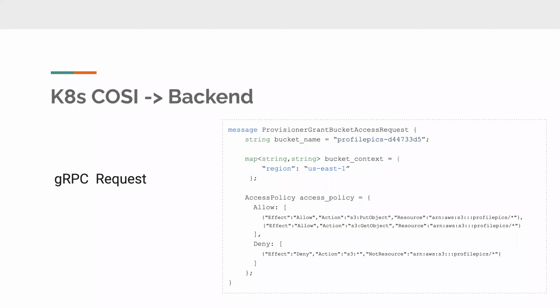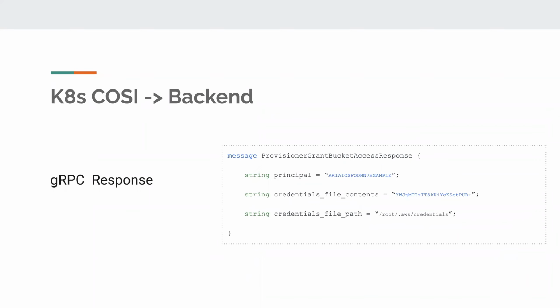So access policy is a direct copy of whatever is there in the bucket access class. Bucket context is, again, a copy of what's in the parameters and the name. We've set the principal empty in this case, and the response creates a new user, gives that as the principal. So far, what we've thought is the credentials file contents and credentials file path will decide how this access is provided to the application.